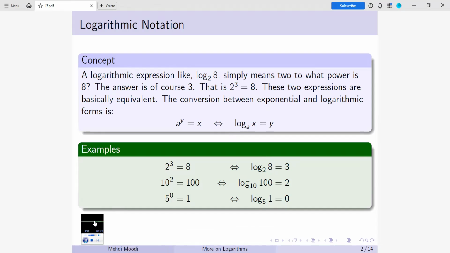It's like saying, my dog, Chulog, ate my homework last night, versus, my homework was eaten by my dog, Chulog, last night. Different structures, same story. So when you see a logarithm, just ask, what power of the base gives me that number?